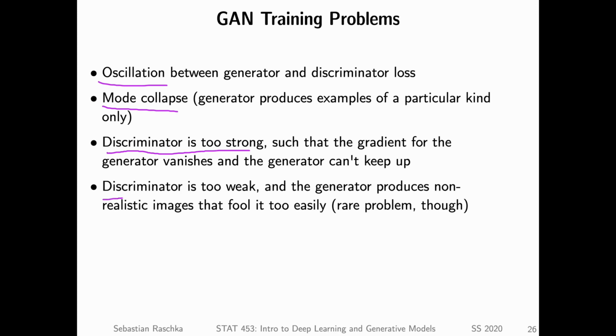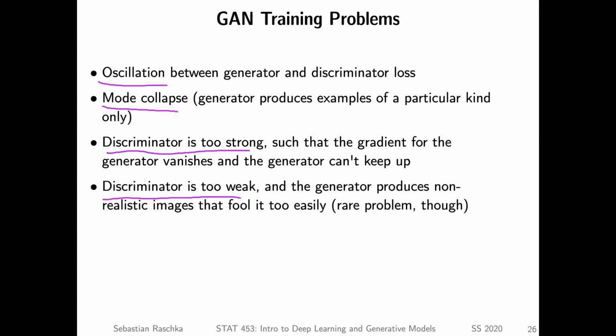And another problem is the discriminator being too weak. And that means that the generator produces non-realistic images that can fool it too easily. And if the discriminator is fooled too easily, then the generator doesn't have the motivation, if you will, to become better. So if the discriminator is easily fooled, the generator doesn't even have to put much effort into generating images. And then if that's the case, we will never get a GAN that can generate really good images. But that problem is, I think, relatively rare.